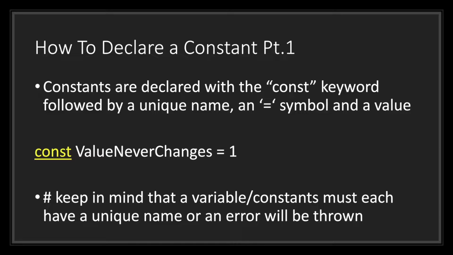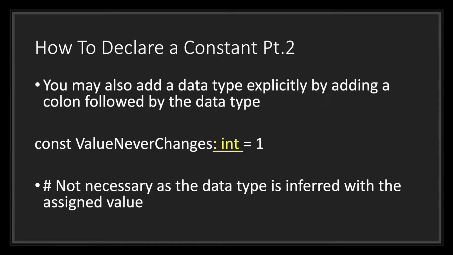Just like variables, keep in mind that each and every variable and constant you declare must have a unique name or an error will be thrown. Now, just like variables, you may also add a data type explicitly by adding a colon sign symbol followed by the data type. In this case, we have declared a constant called value never changes and assigned it the data type integer, which is assigned the literal integer 1.